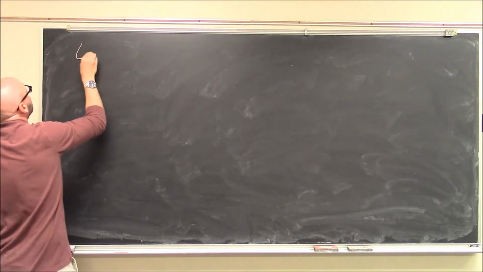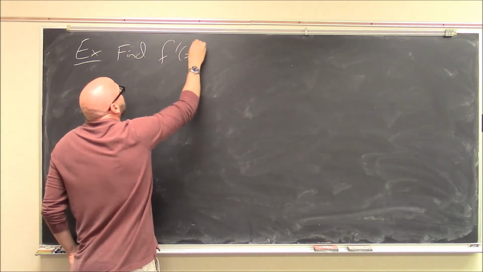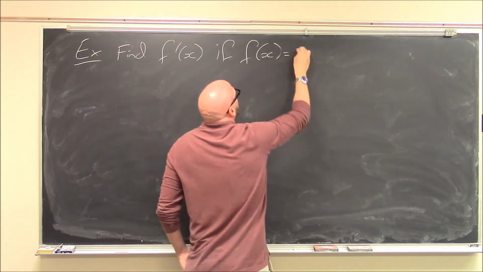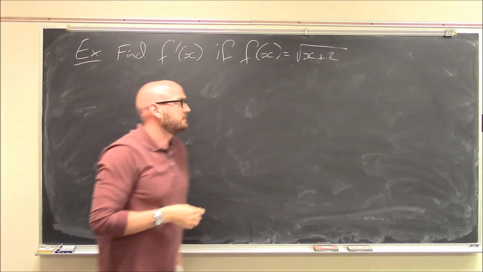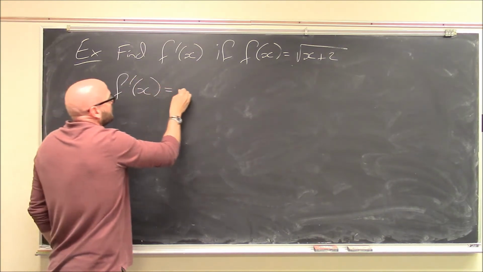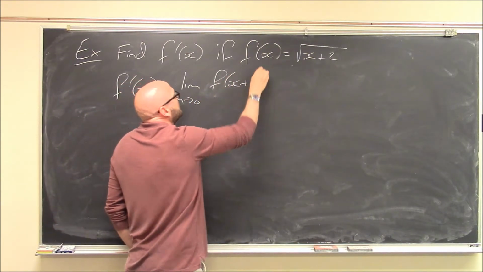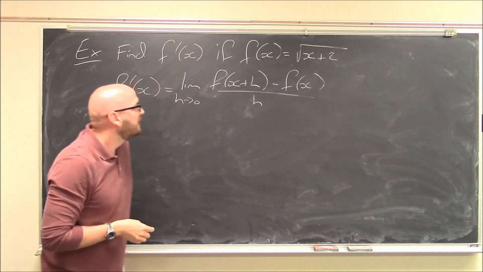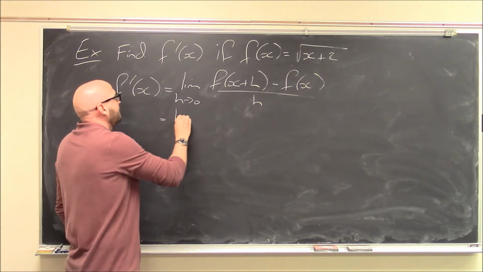We'll do one more here. Find f prime of x if f of x is the square root of x plus 2. Alright, so once again, I want f prime of x. I have to know the formula for it. It's the limit as h goes to 0 of f of x plus h minus f of x over h. And as long as you know that much, now it's a question of how good am I at evaluating limits. So we'll see what we can do.